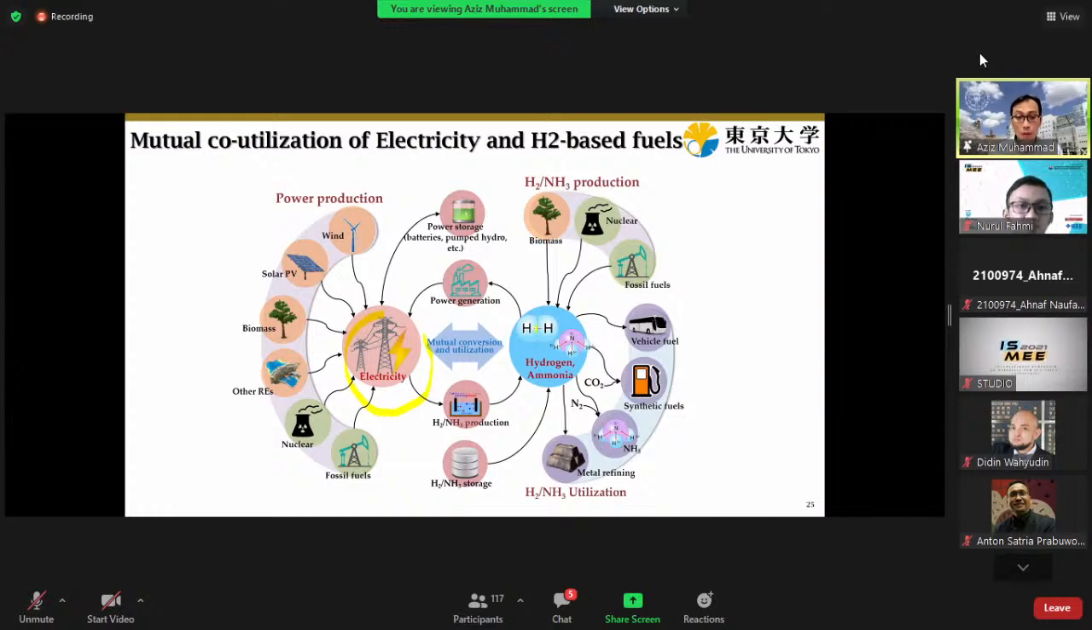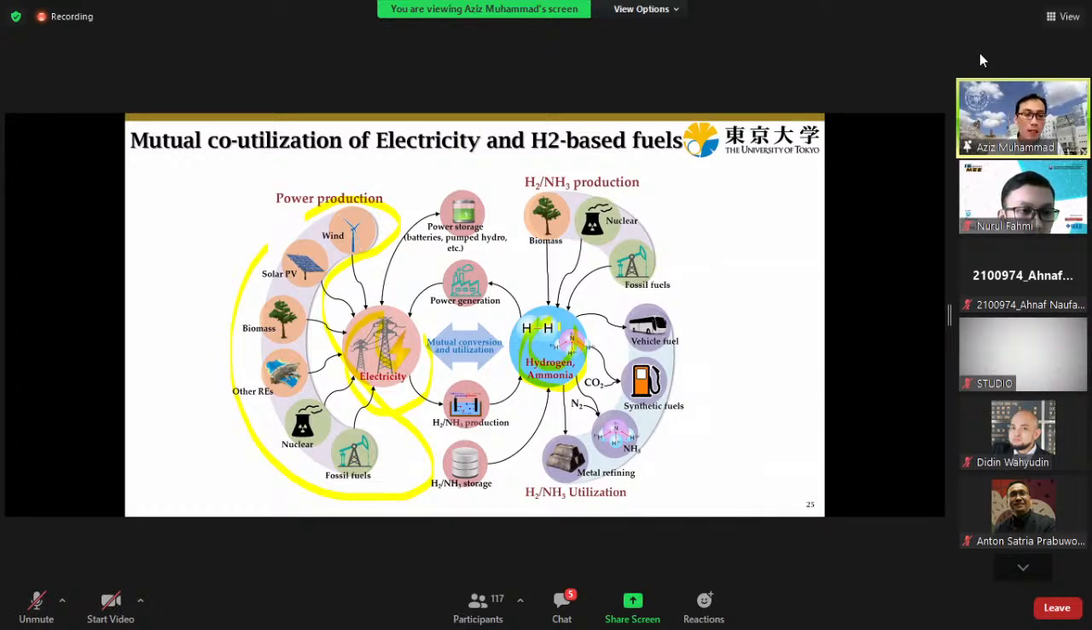Chemical energy over here is because we are not dealing with carbon itself, so it means that we are dealing with the hydrogen-based fuels. So the problem is how we can actually produce this electricity and also hydrogen-based fuels from primary energy resources effectively, and also how we can convert them mutually and utilize them together. And the third point is how we can effectively store this electricity and also hydrogen-based fuels.